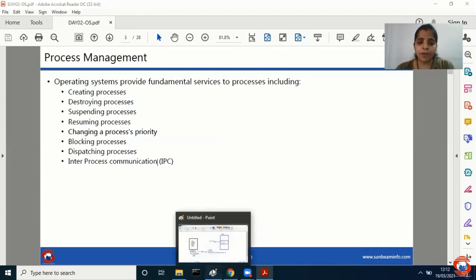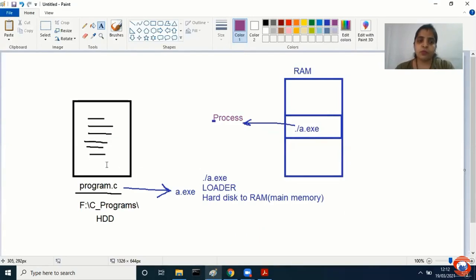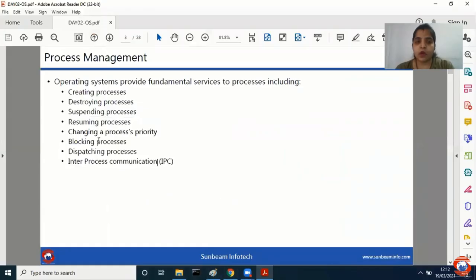So when I say my process is moving from F drive to this, or when I'm closing this application, in that case, this can be brought back to your hard disk, right? This is called dispatching. So there can be multiple tasks or services that process management includes. Maybe creating, destroying, suspending, resuming, changing the priority, blocking, dispatching, and maybe some processes wish to communicate with each other, that is through inter-process communication.